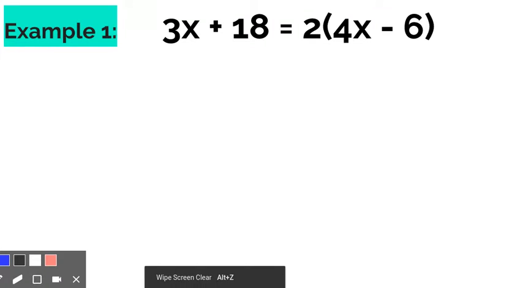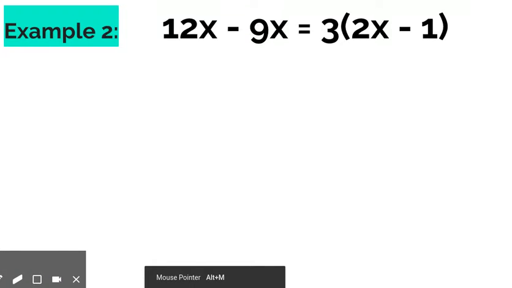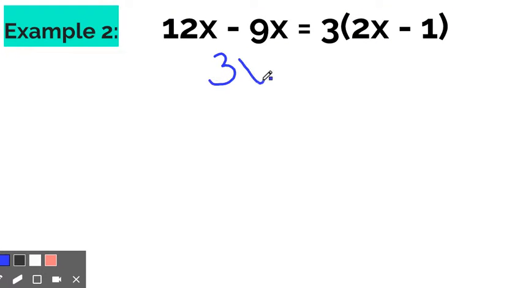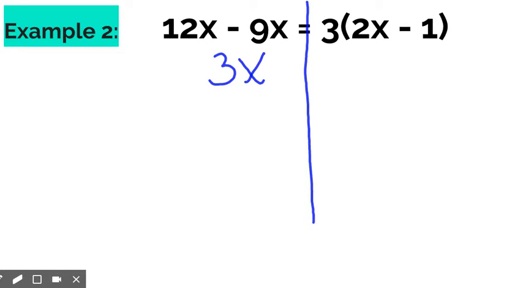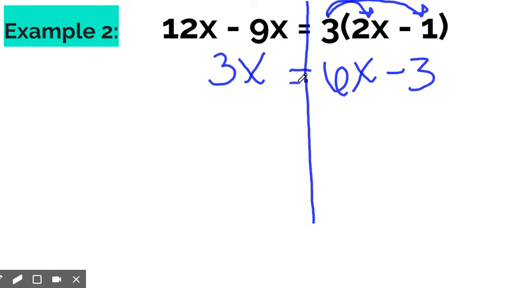On the next example, we have 12x minus 9x equals 3 times 2x minus 1. On the left side, we can combine like terms. If we have 12x's and we're taking away 9x's, that leaves us with 3x's. On the right side of the equation, we can distribute. 3 times 2x gives us 6x. 3 times negative 1 gives us negative 3. And our equal sign goes in the middle.